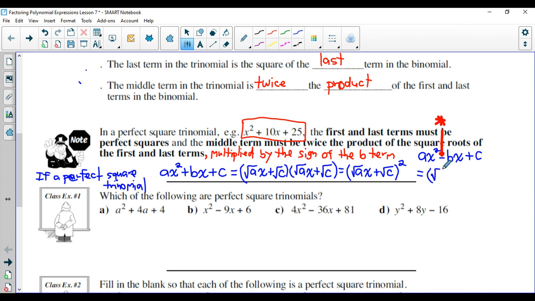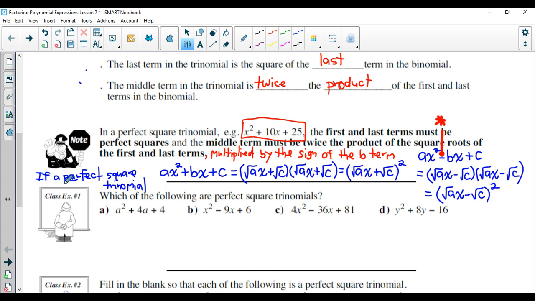So this would be the square root of ax minus the square root of c, and then the square root of ax minus the square root of c. And then we can write this as repeated multiplication as square root ax minus the square root of c, and we're going to square that.